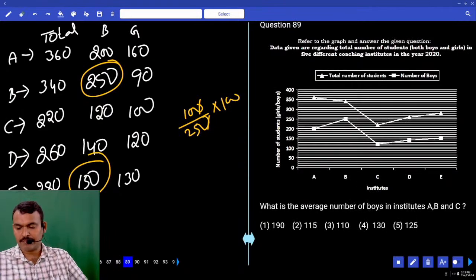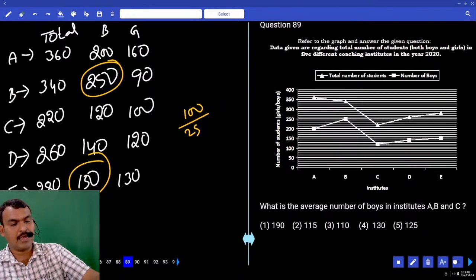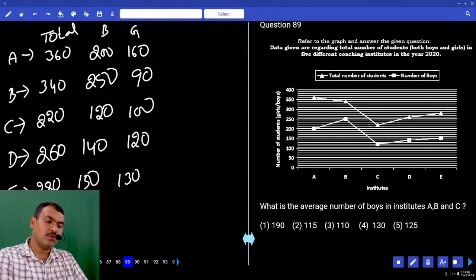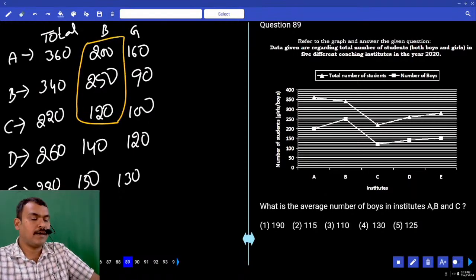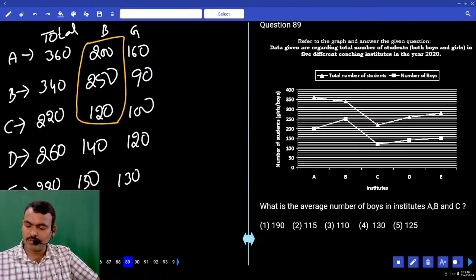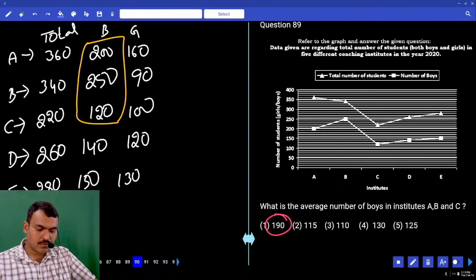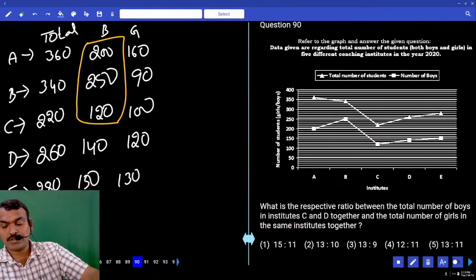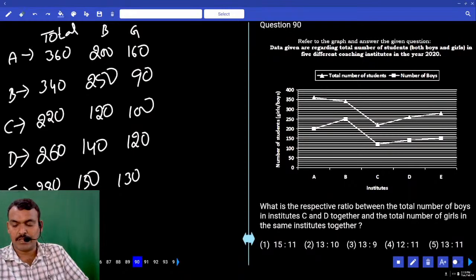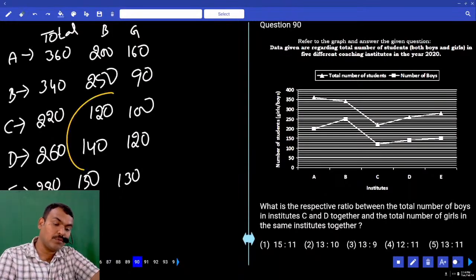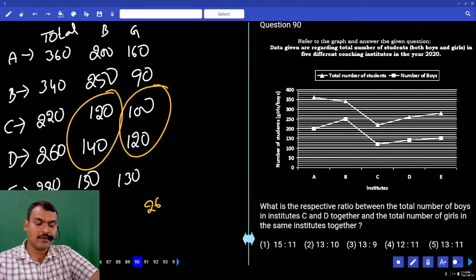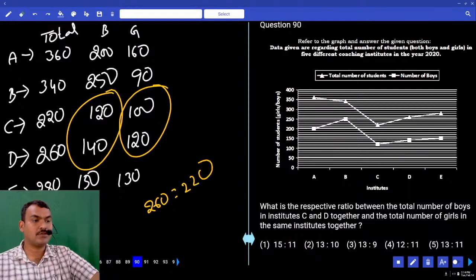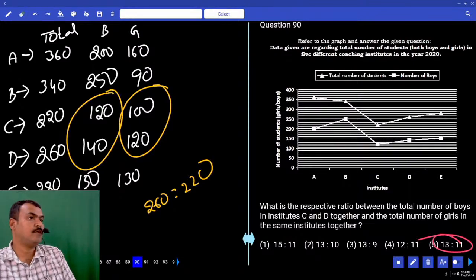Next question number 89. What is the average number of boys in A, B, C, or not? What are the A boys? 200, B boys 250, C boys 120. Total it is 570. Divide by 3. How much? 190, or not? Next question number 90. What is the respective ratio between the total number of boys in institutes C and D together and total number of girls in the same institutes or different institutes? Same institutes. C and D boys is how many members? 260. C and D girls 220. 260 and 220, what is the ratio? 13:11. Which option? Fifth one.